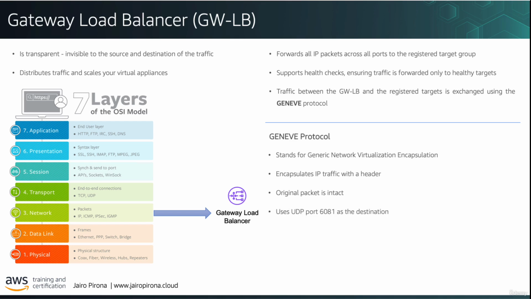The Geneve protocol uses UDP port 6081 as the destination. Therefore, this port and protocol combination must be added in the security group associated with the virtual appliance. Let's see how this works visually.